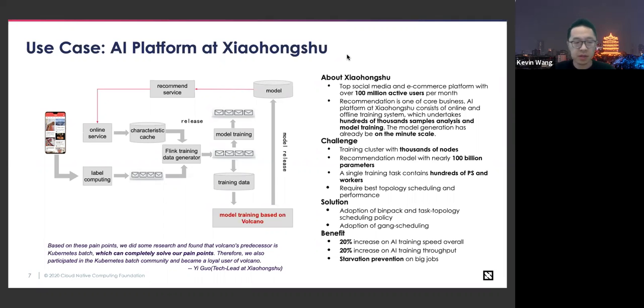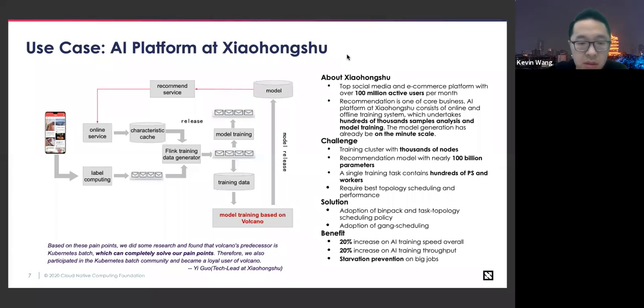And the third improvement is that some of the training jobs require a very large scale of resources, and if using the default scheduler, it results in starvation, because small pods always get scheduled more easily. So Volcano helped make sure the big jobs can get scheduled within a certain period of time.